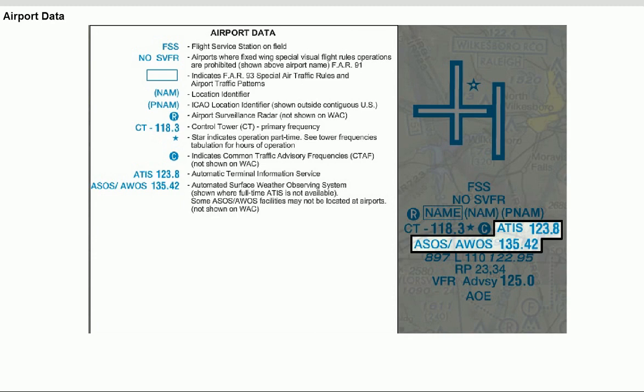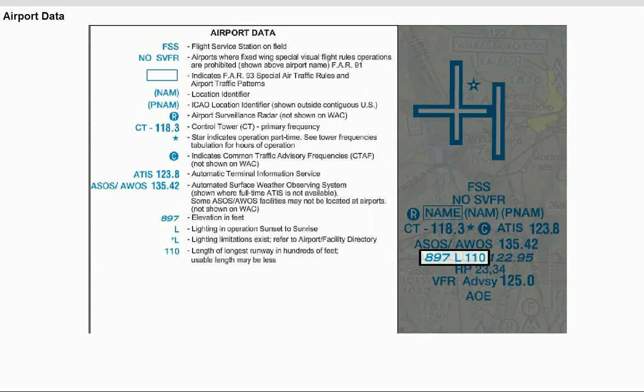With the ATIS, or Automatic Terminal Information Service, frequency, you can receive current airport information, such as information about surface winds and the active runway. When full-time ATIS is not available, other services might be available. These services can be an Automated Surface Observing System, or ASOS, an Automated Weather Sensor System, or AWSS, or an Automated Weather Observation System, or AWOS. The chart indicates which service is available and its associated frequency. Additional airport data appears next.